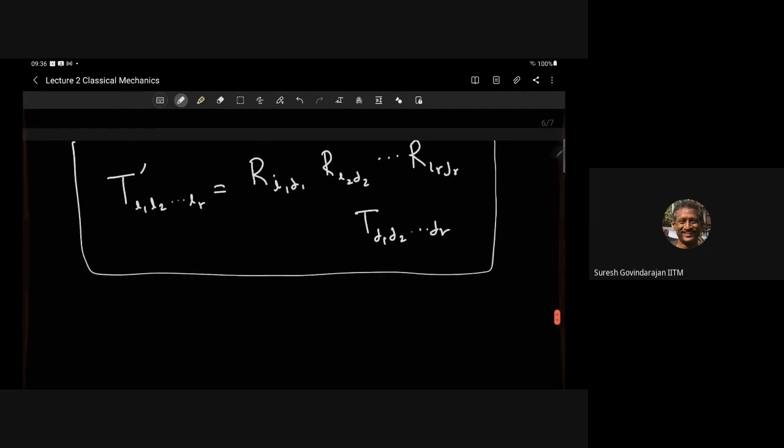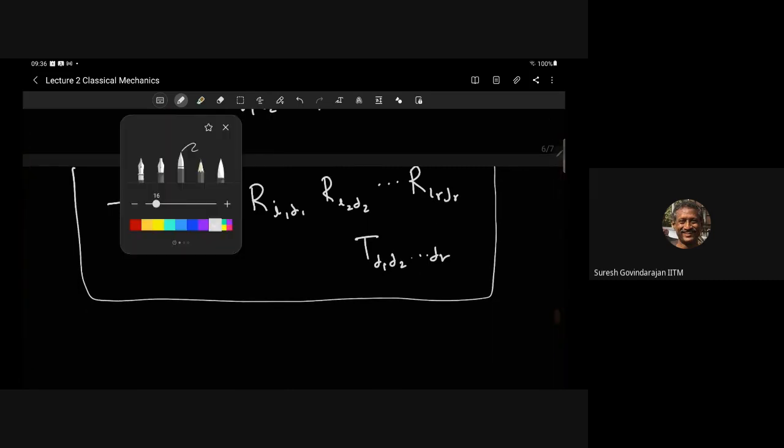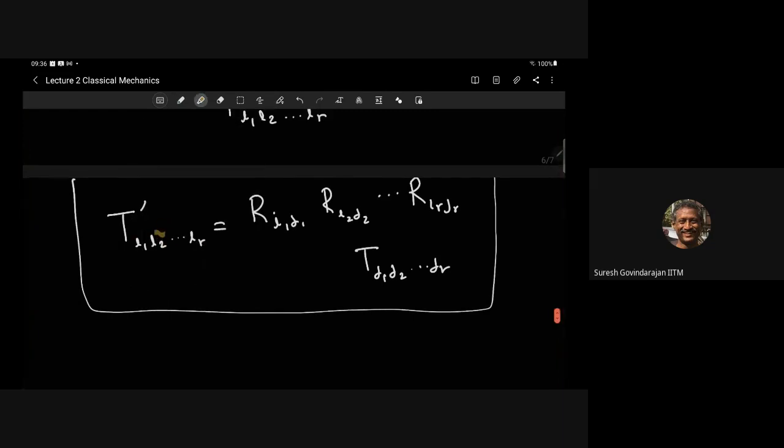The way I think about this is I'll focus on some particular index, let's say I2. If you just focus on I2 and forget that all I1, I3 up to IR exist, you see that the I2 index transforms like a vector, ignoring all the other terms. If you take each case by case, then you see that each one of them behaves like a vector. So it's like a collection.